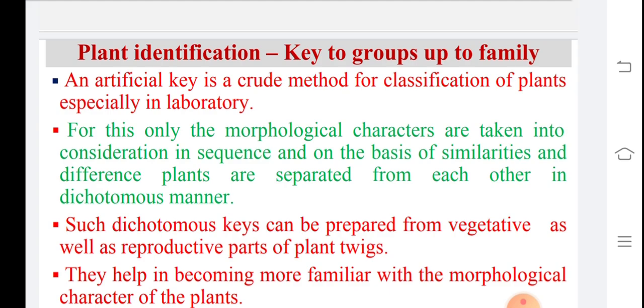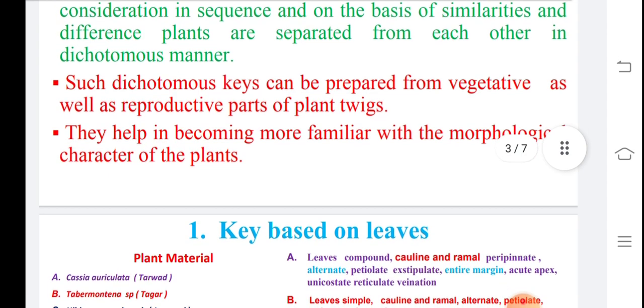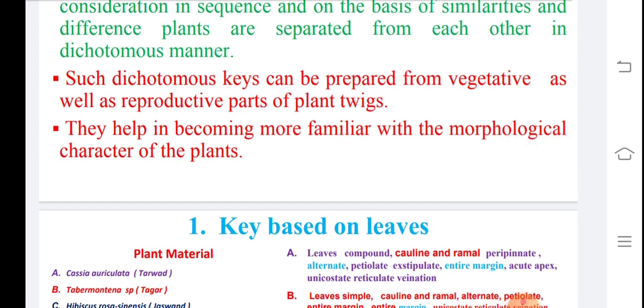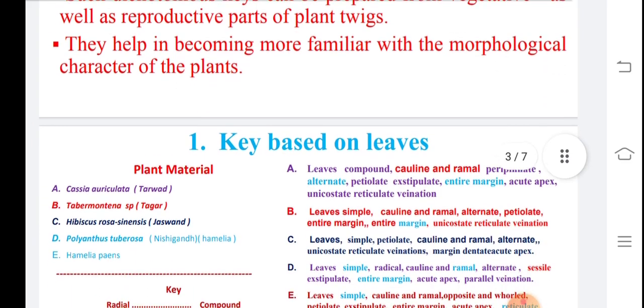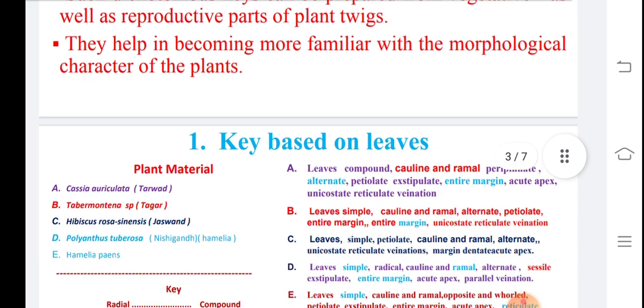Dichotomy means it is done one by one, and such dichotomous keys can be prepared from the vegetative as well as reproductive parts of the plants. Today we are considering the leaf characters for separation and the inflorescence characters for separation. It helps in becoming more familiar with the morphological characters. So that is the meaning of the key; I think we have some basic idea.